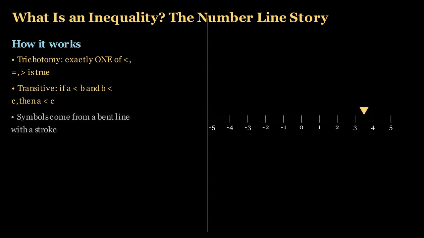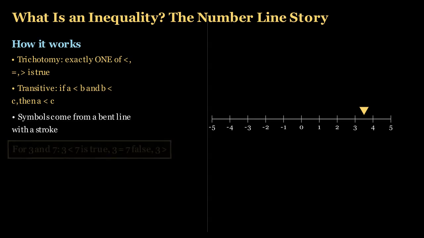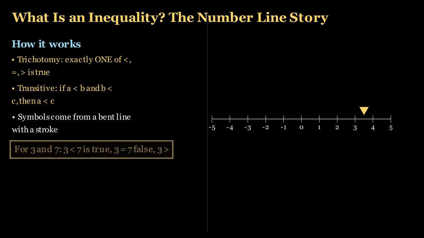Second, the transitive property. If you know one number is smaller than a second, and that second is smaller than a third, then the first must be smaller than the third. It's like a chain: if a marble is left of a second marble, and that second is left of a third, then the first is definitely left of the third. The symbols themselves have a story. The less than and greater than signs come from a bent line with a stroke through it, originally meaning not equal.